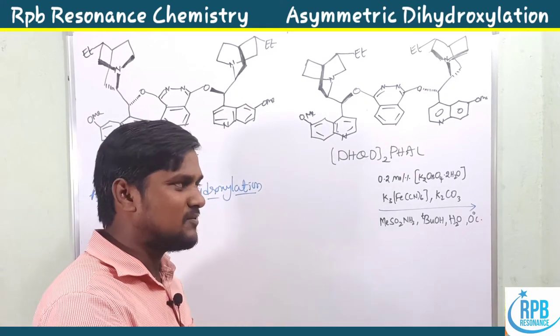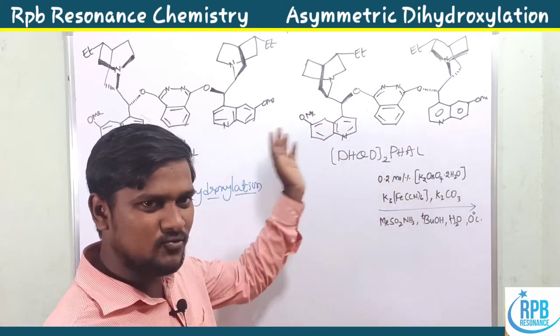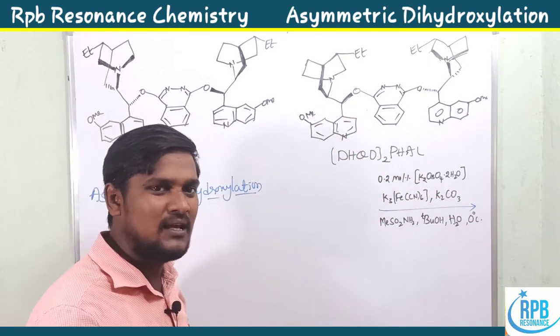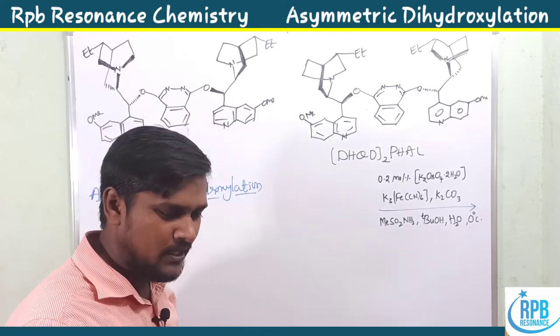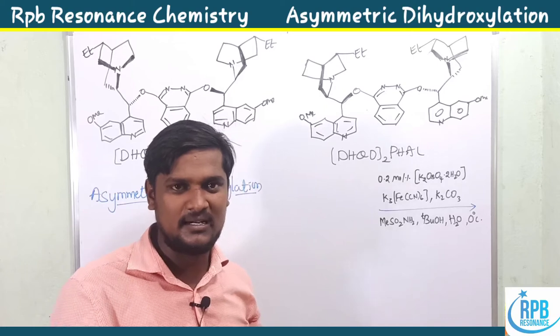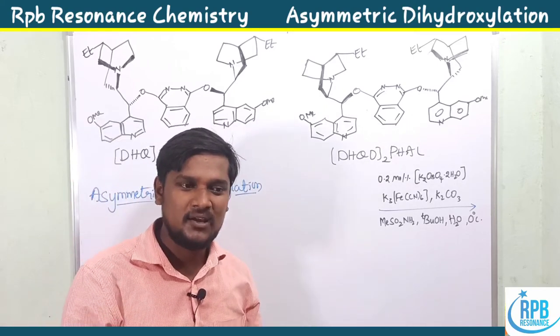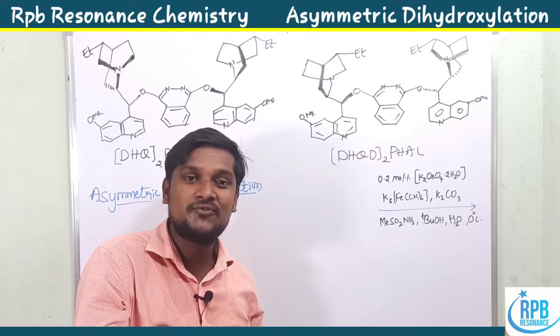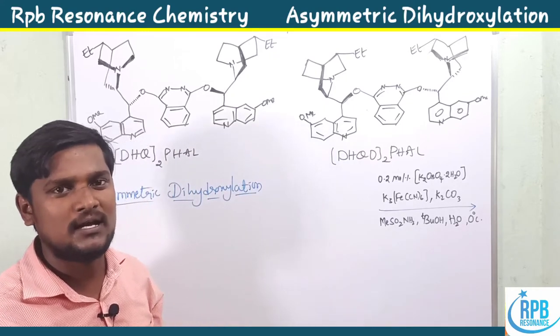In asymmetric dihydroxylation in the presence of osmium tetroxide, we use these two chiral ligands. It gives more enantioselective products. Generally osmium tetroxide will give the syn stereochemistry, no doubt. But with syn stereochemistry, both may be above the plane or both below the plane. So that is a mixture of products, or it may be possible.